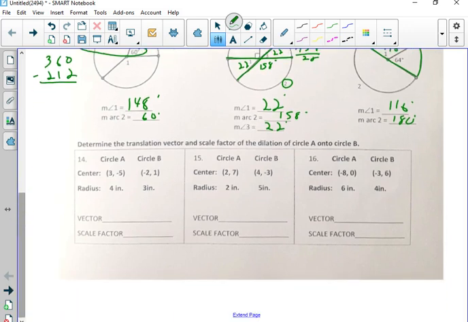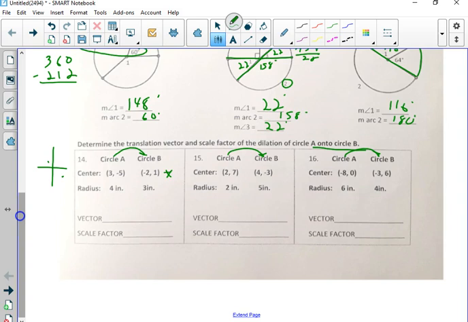Okay, number 14, real quickly. If you think about it, 3, negative 5 is somewhere down here. Negative 2, 1 is up there. We're going from A to B. That's very important, remember? All these are going from A to B. Make sure on the test you pay attention if it's switched. That means, remember, start with the end in mind.